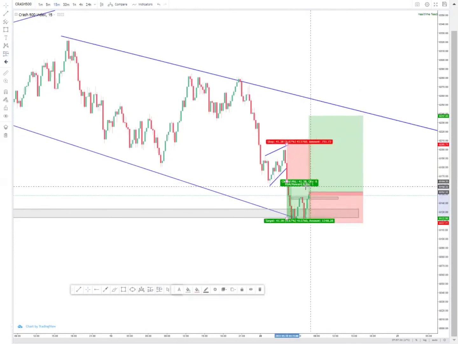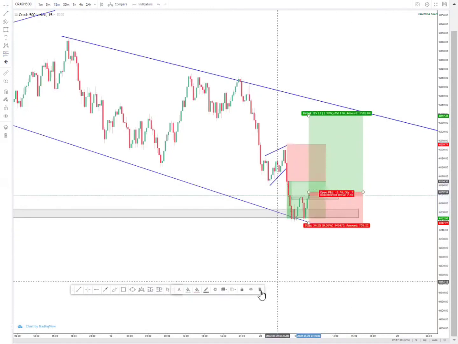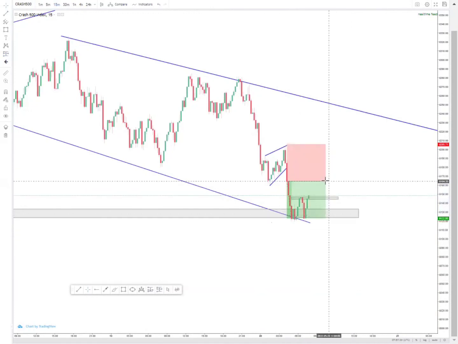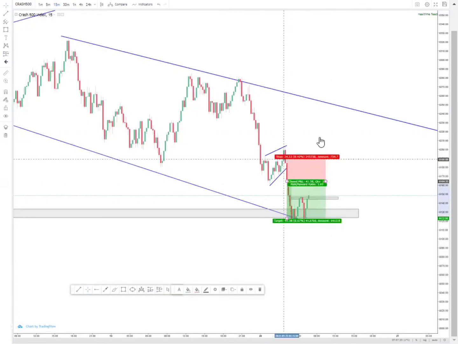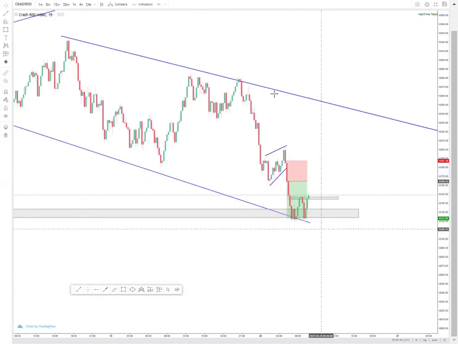It's just that I didn't see it, but yeah, it is what it is. And then our stop loss being there, and so on.